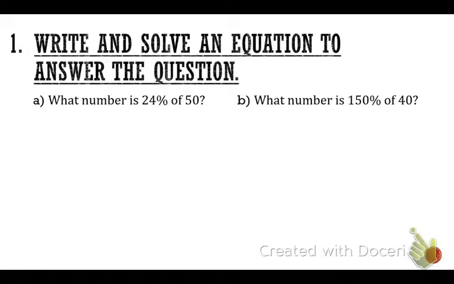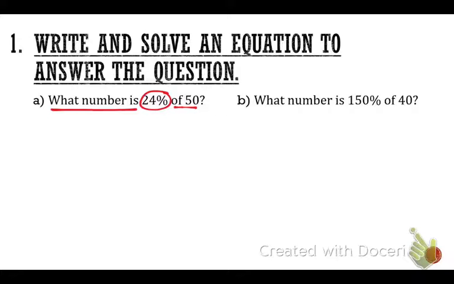Now you will see some problems that look exactly like what we did yesterday. It says to write and solve an equation to answer the question. Let's take out our red pens. We're going to underline and circle the three parts. Remember, we're looking for our is, our of, and our P. I'm going to underline first what number is. What should I circle, class? 24%. And now the underline is going to be? Of 50.